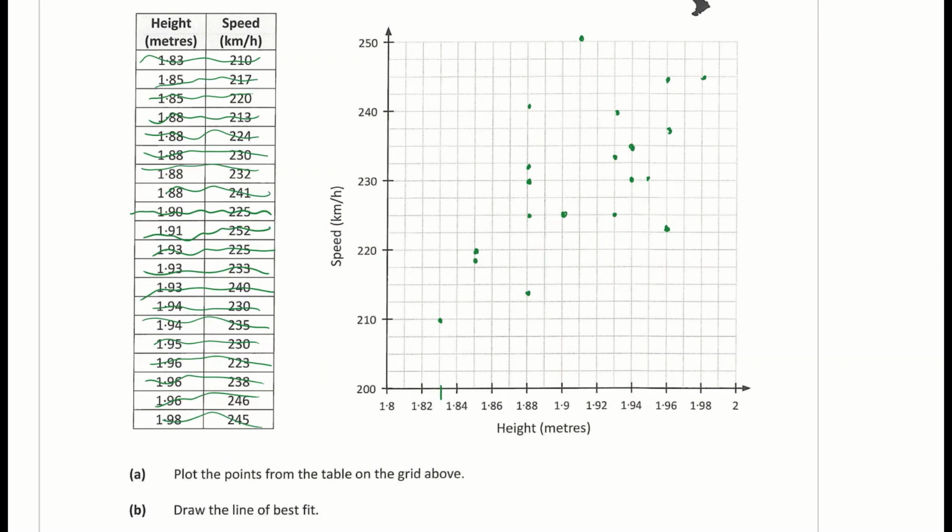Part B to that question wants us to draw the line of best fit. For drawing your line of best fit, just make sure that the line goes through roughly half of the points above the line, half of the points below the line. It doesn't have to go through the origin here. It doesn't have to go through the intersection of 1.8 and 200. So that's a common mistake that people make. So that's my line of best fit in red.